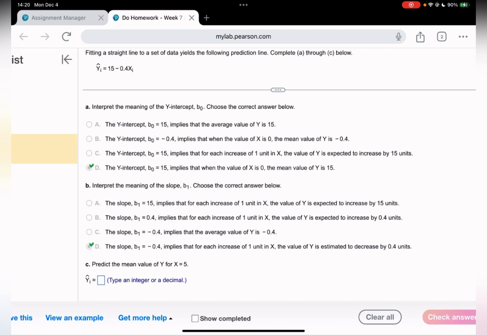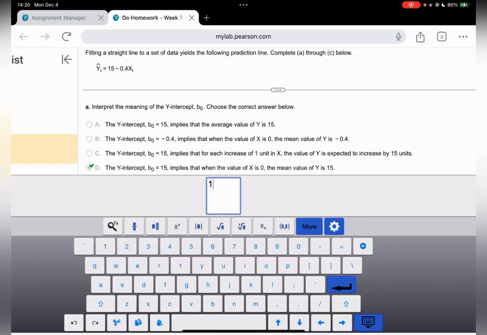We need to calculate for x equal to 5. So if we plug in here, x times 5 times 0.4, it's going to be 2. And since it is negative 2, 15 minus 2 is going to be 13.